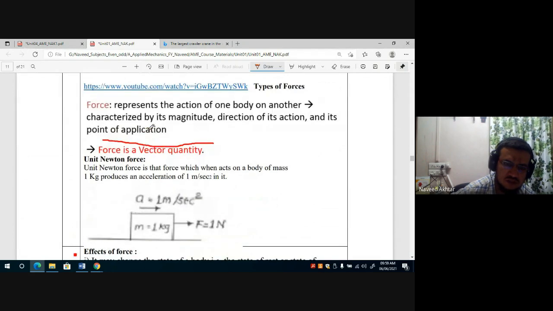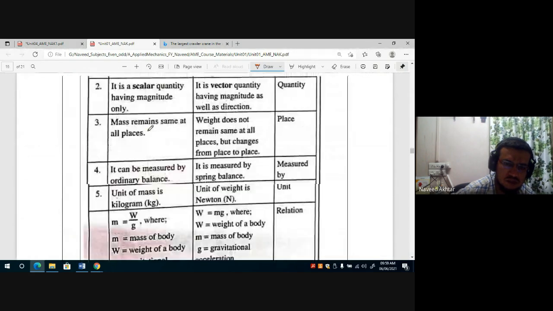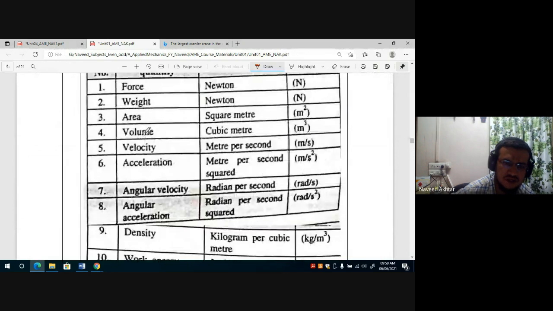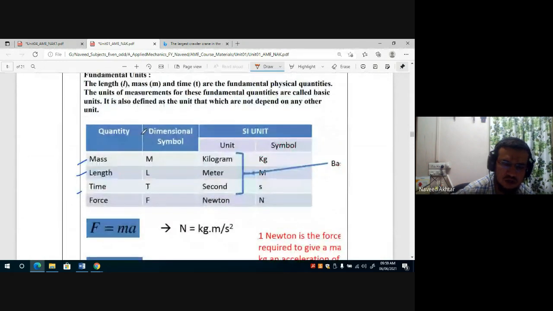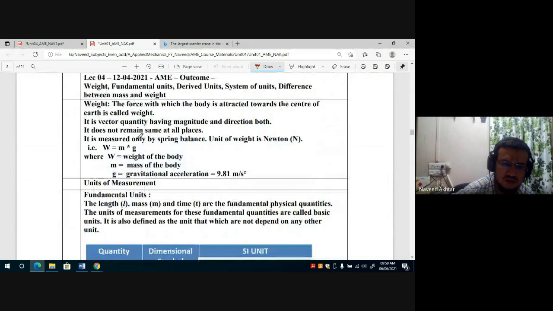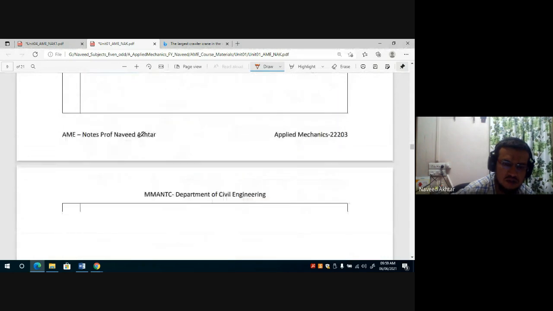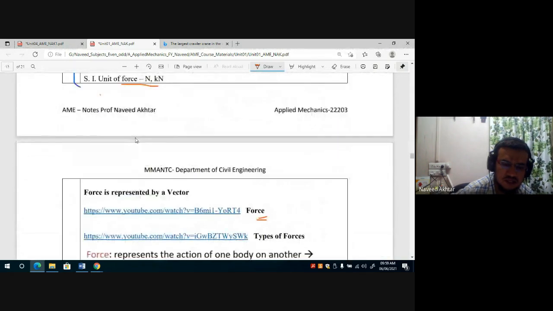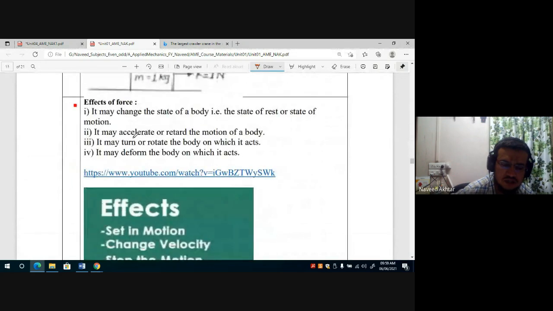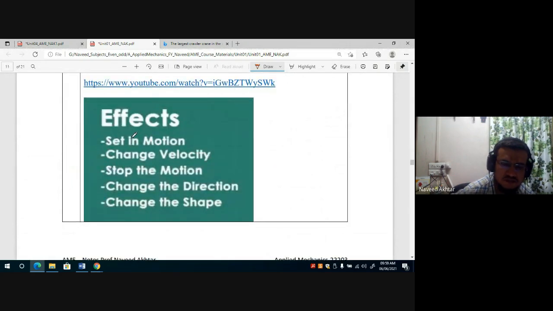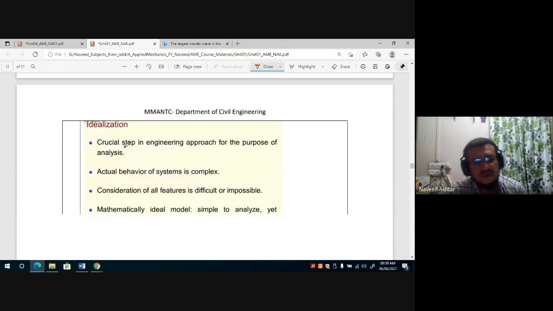Newton's first law is about the force: if the body is in a rest condition or in a uniform motion, it always stays in uniform motion or at rest till any external force or external agency is applied. Then the effects of force are: set it in motion, change the velocity, stop the motion, change the direction, change the shape. These are the effects of the force on the body.